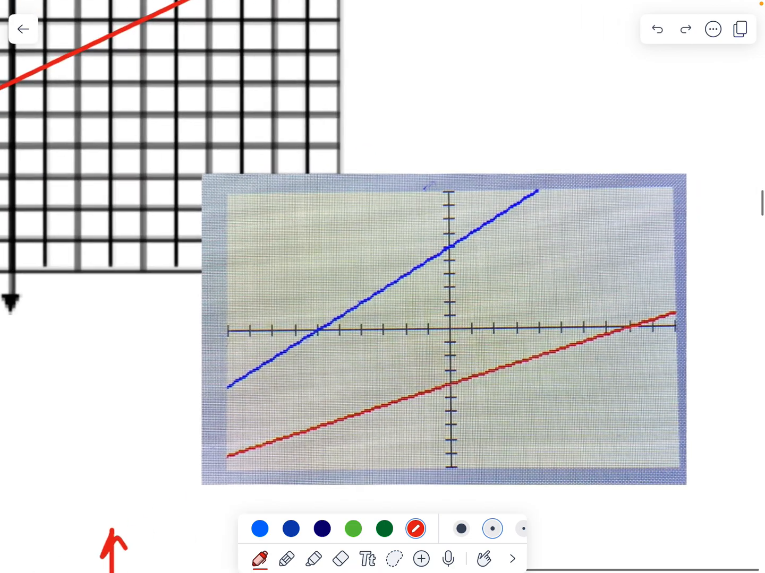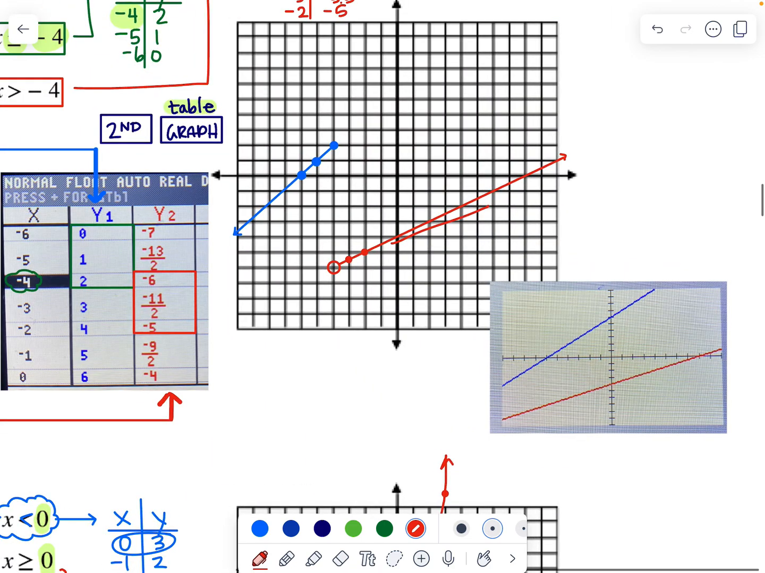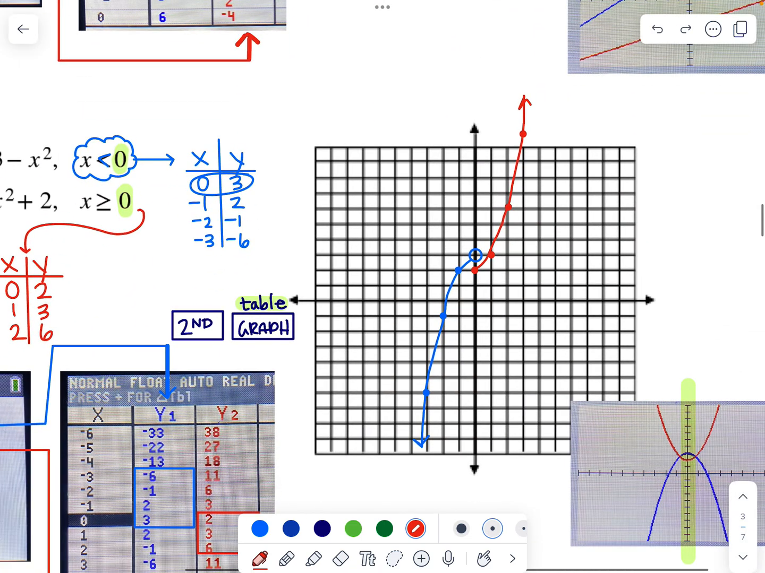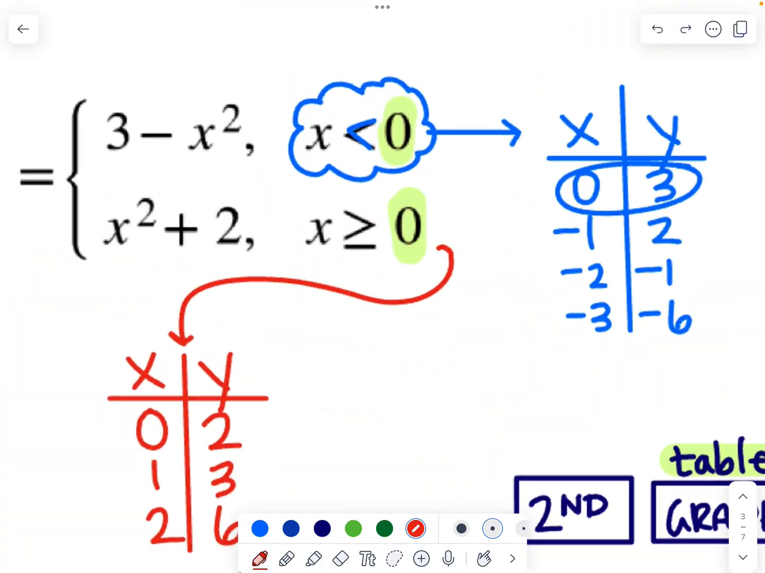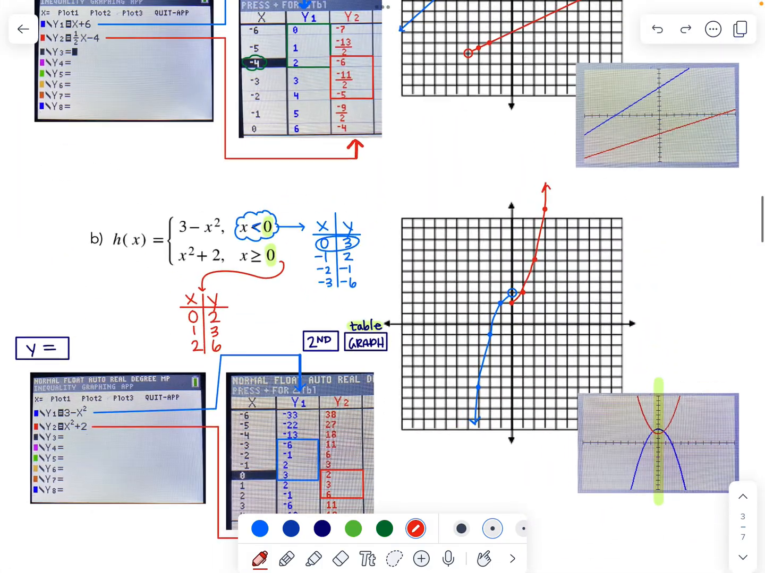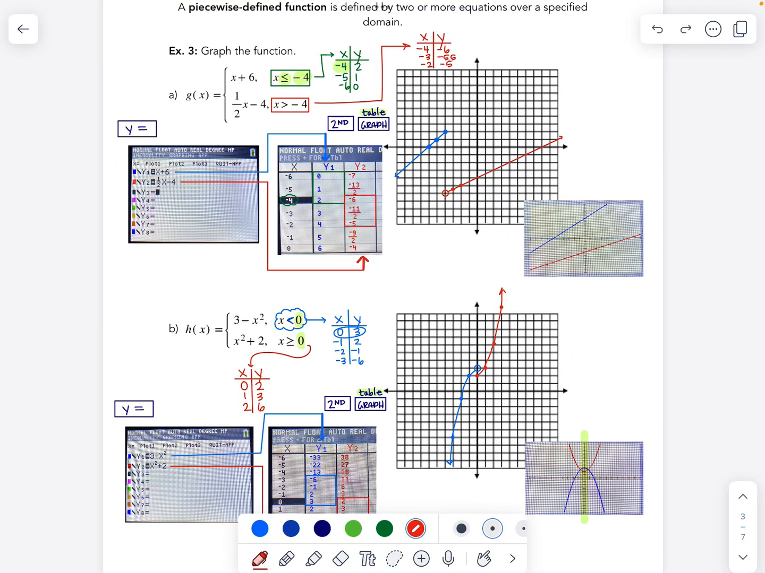But in general, it's just making sure that we get the points we need, getting a good idea of what the graphs look like to make sure that even though we are only graphing part of each graph, we can kind of still get the essence of what the part looks like that we're keeping or that the domain is having us keep, so that as a whole, our piecewise function graph looks accurate.